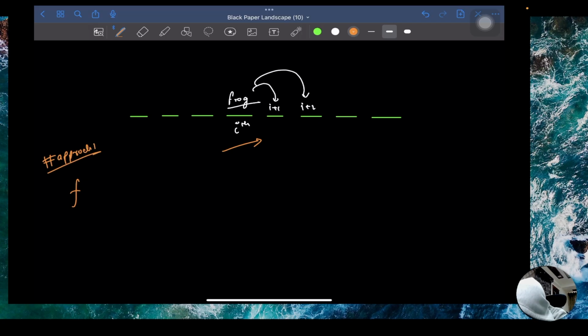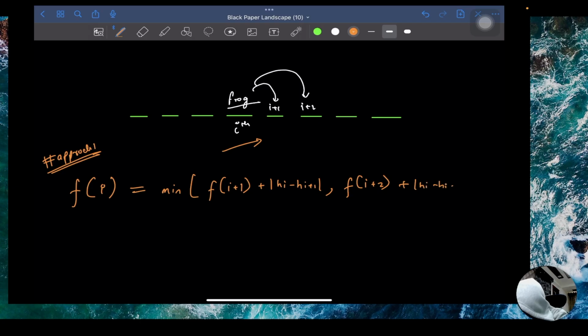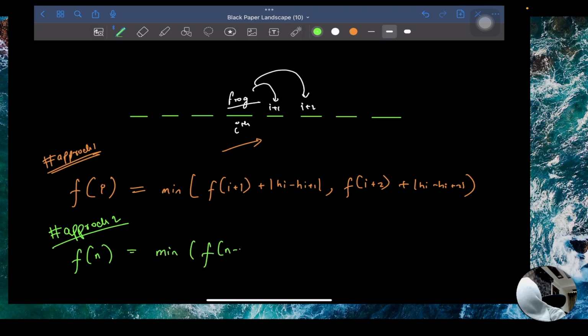We had an approach 1 in which we said f of I gives you the minimum cost to reach from I to n, which was equal to minimum of f of I plus 1 plus hi minus hi plus 1, comma f of I plus 2 plus hi minus hi plus 2, right? This was from approach number 1. And then we had another one with approach 2, that is minimum cost to reach from first stone to nth stone is minimum of f of n minus 1 plus hn minus 1 minus hn, comma f of n minus 2 plus hn minus 2 minus hn, right?